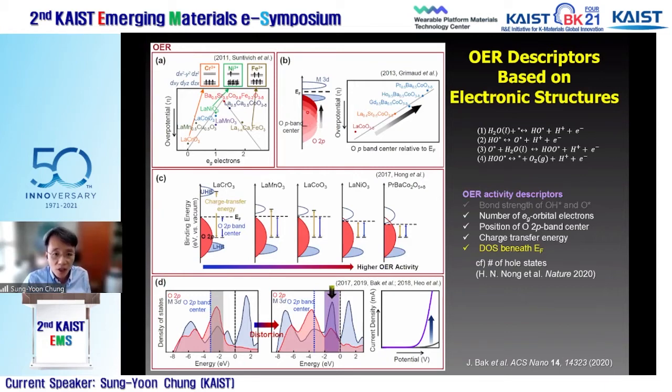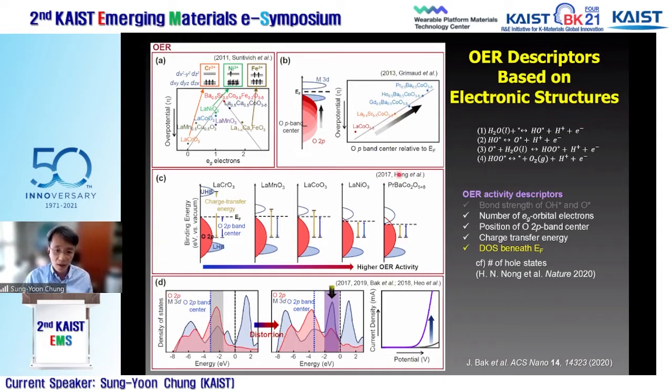If the oxygen 2p band and the metal band are overlapping, much more efficient charge transfer can be achieved. So if the oxygen 2p band is close to the Fermi energy level, the overpotential is much lower. That means this would be the best OER catalyst in this series of ruthenium cobalt oxides.